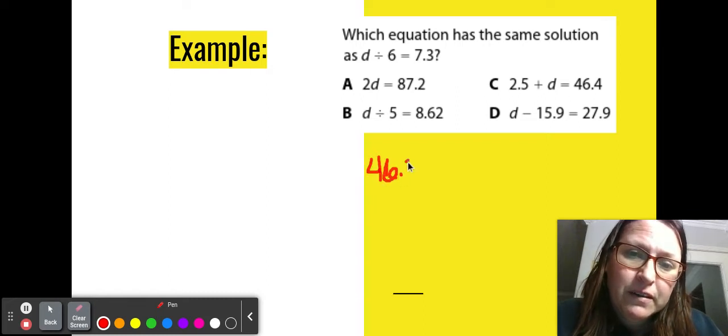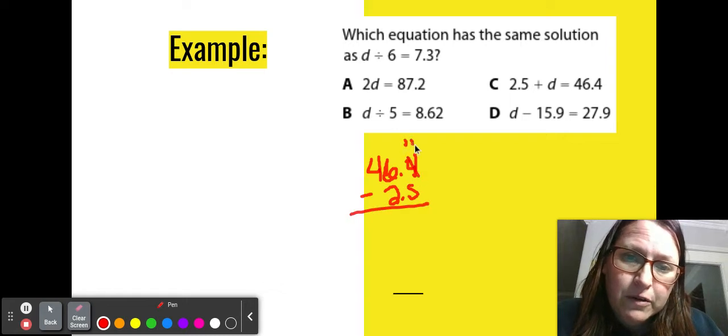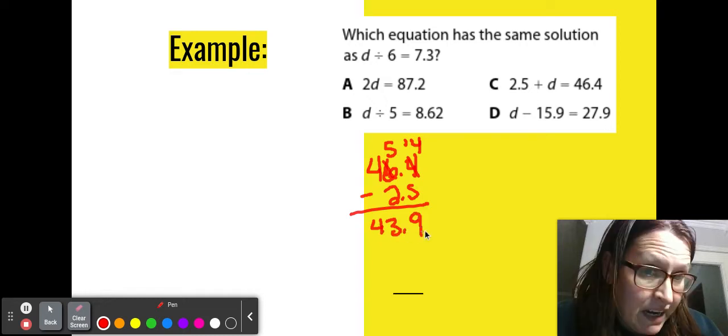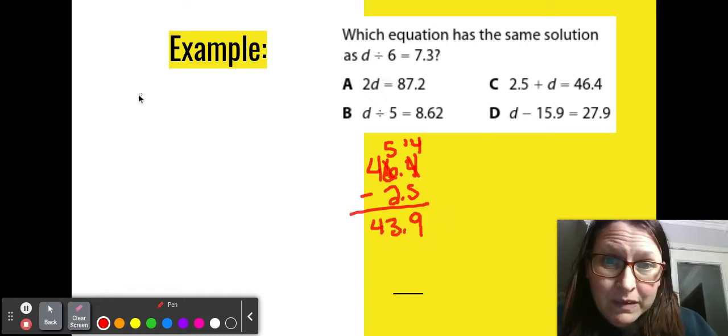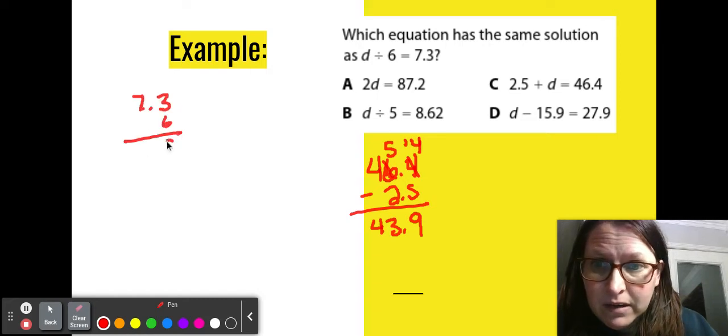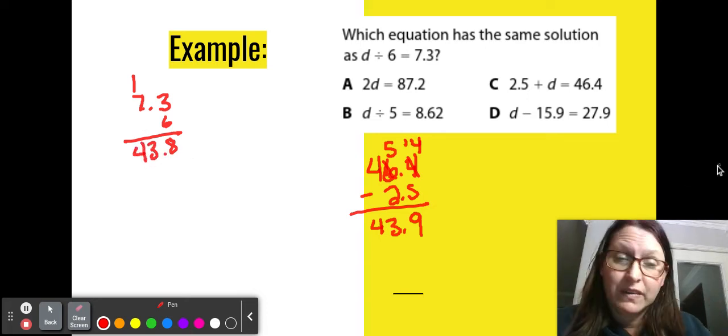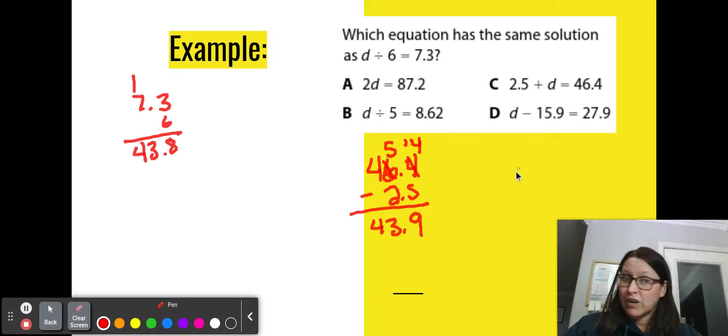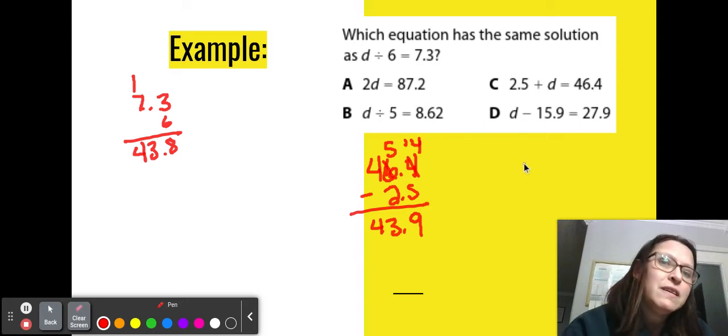46.4 minus 2.5, 43.9. I don't remember what I was looking for. 7.3 times 6, 43.8. So that's not the same either. So let's try D. I hope it works.